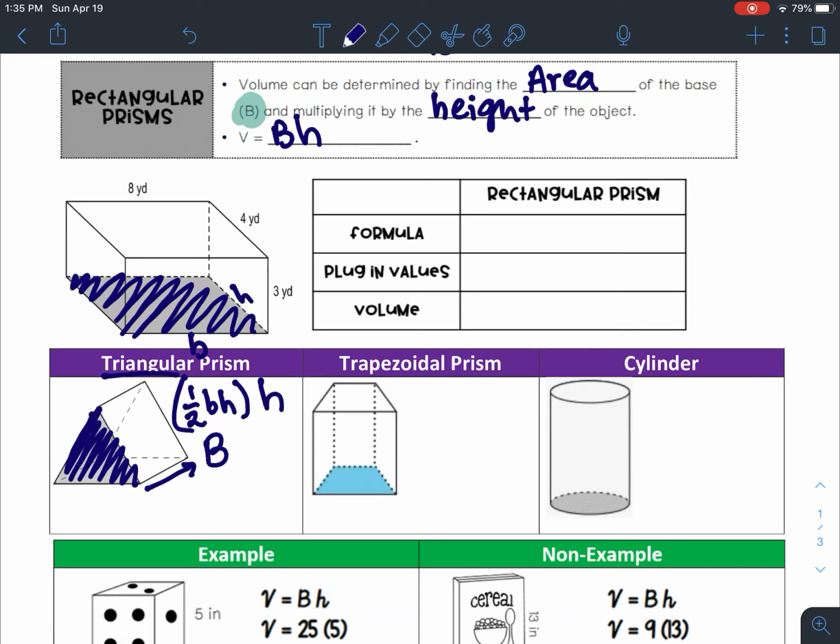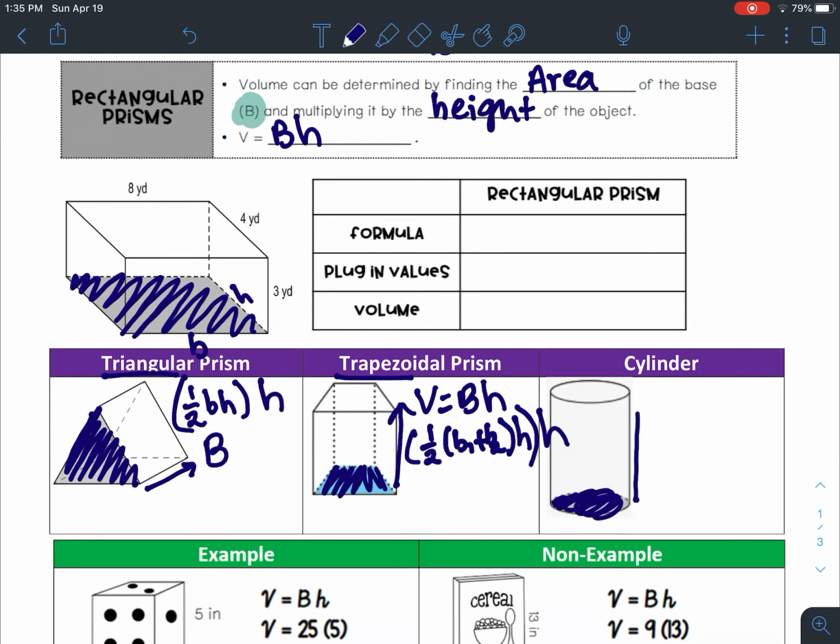The next one I have is a trapezoidal prism. Again, the base there is a trapezoid. So when I find the area of the base, the big B, my big B is going to represent the half base 1 plus base 2 times the height, and then times the height of your actual shape. So whatever your big B is, it just depends on the shape that you have. Again, with a cylinder, my base is a circle, and then I'm dragging that circle upwards.